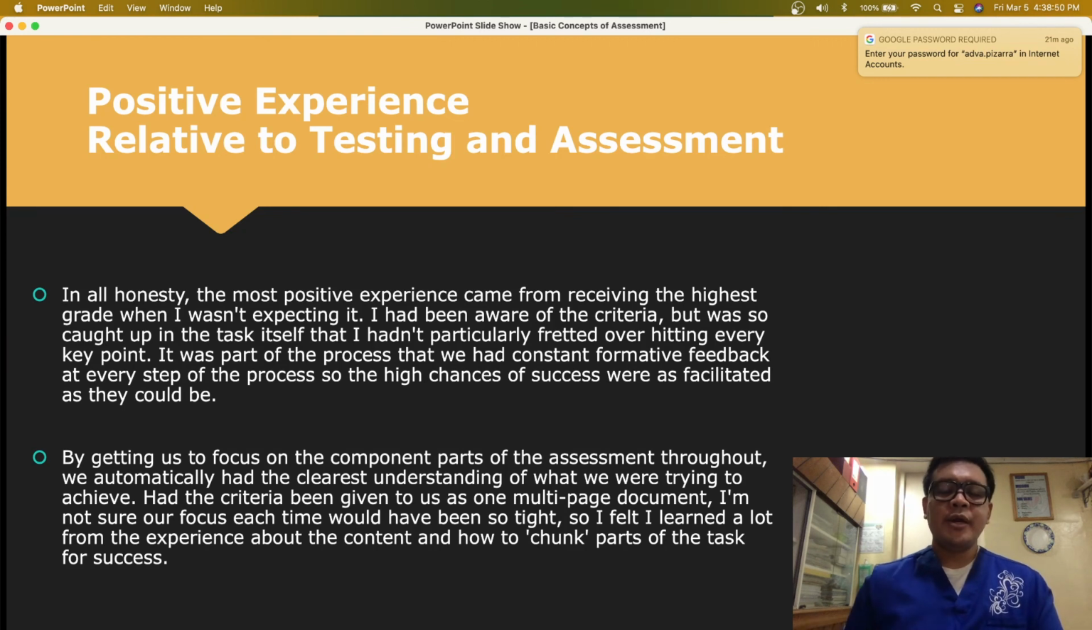Apart from the negative experience, I would like to share a positive experience relative to testing and assessment. In all honesty, the most positive experience came from receiving the highest grade when I wasn't expecting it. I had been aware of the criteria, but was so caught up with the task itself that I hadn't fretted over hitting every key point. It was part of the process that we had constant formative feedback at every step, so the chances of success were as high as they could be. By focusing on the component parts of the assessment throughout, we automatically had the clearest understanding of what we were trying to achieve.